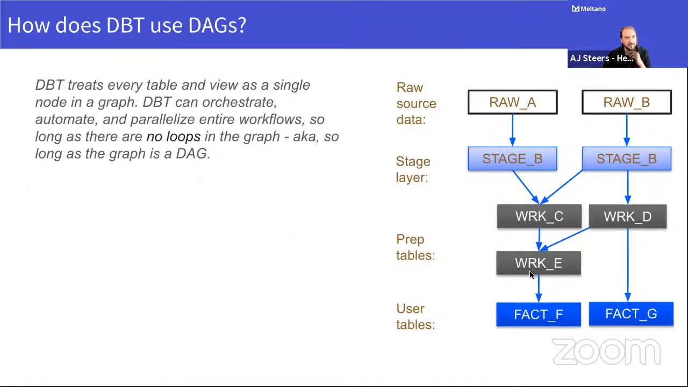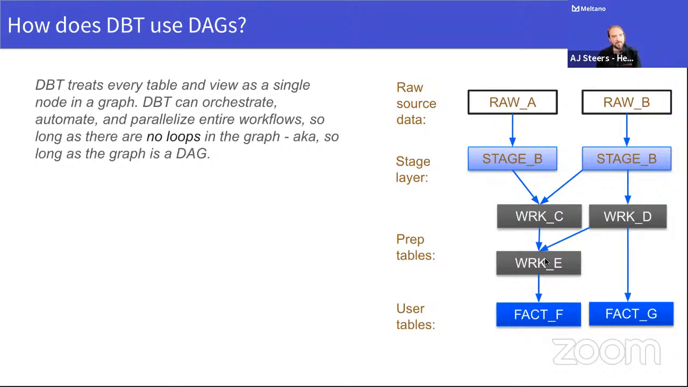For DBT, this might look like this. I'm using a very simplified example, but at the top of the DAG or the left-hand side, depending on how you want to think of it, you have all your raw data. And this is data that's probably not managed by DBT. And then you have some kind of a stage layer where you do some initial cleanup. I showed you that in the demo in the last session. You might have some intermediate work tables that you just don't want to expose to users, but you've got some heavy lifting or some interesting transformations to do. And then finally, you have your end user tables.